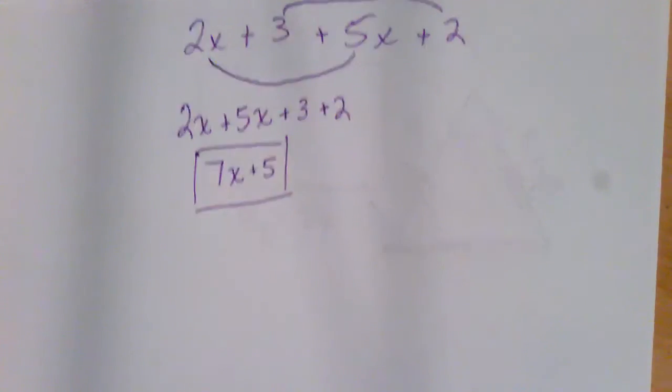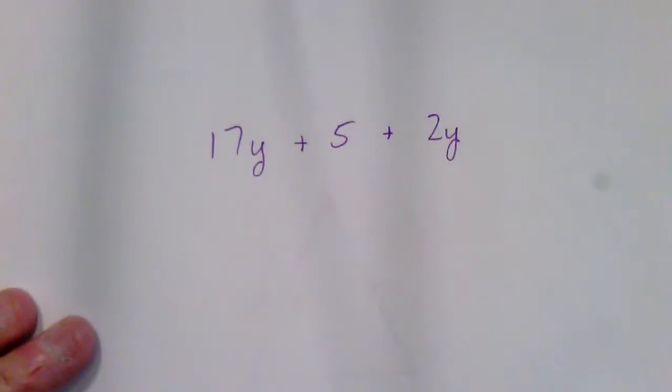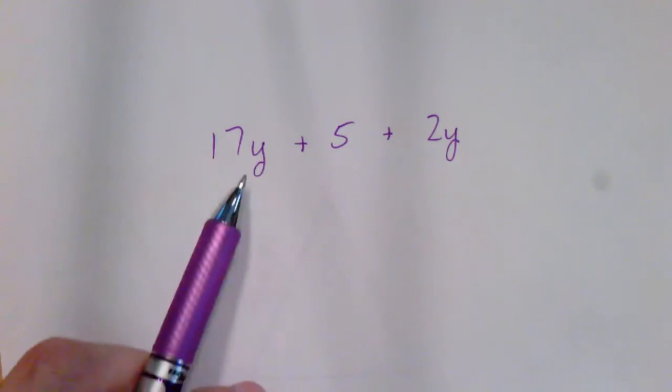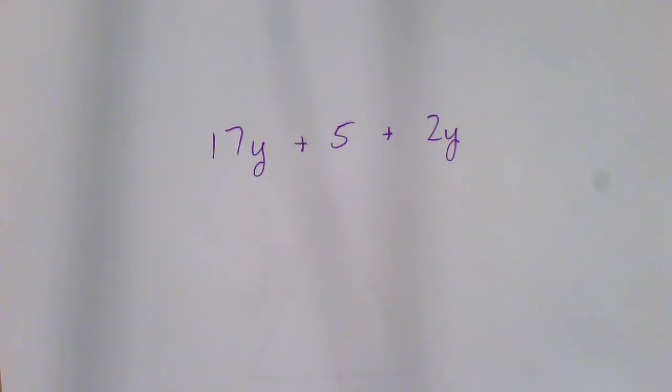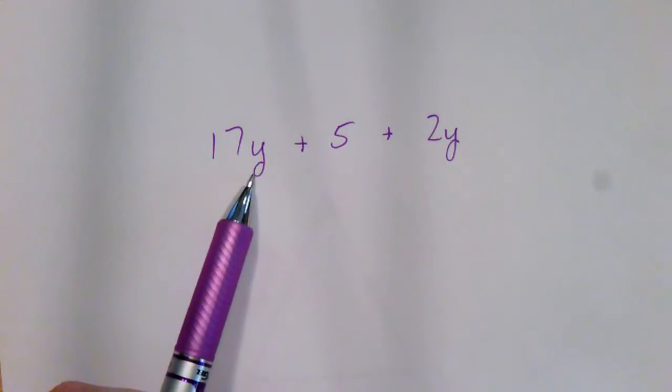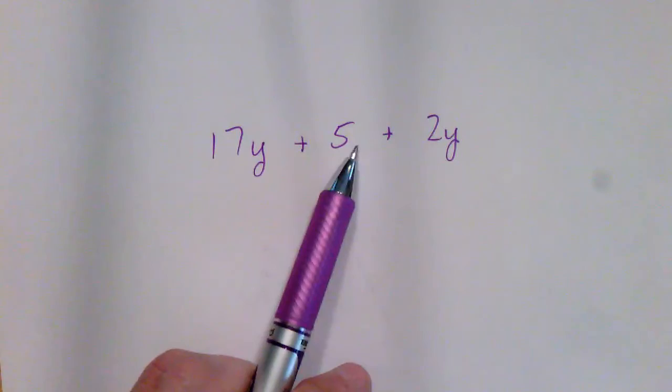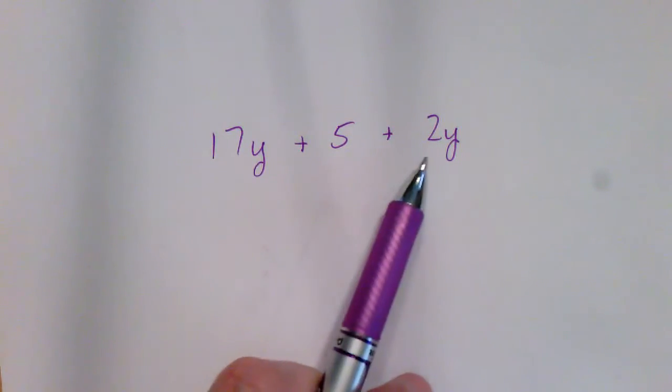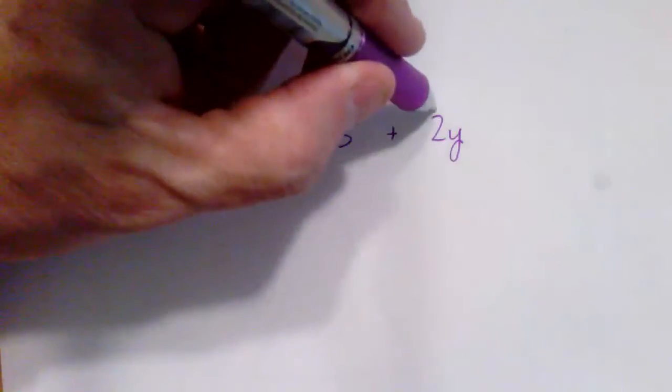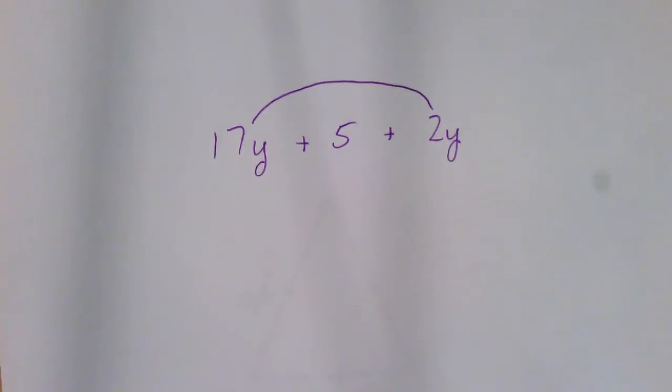Okay? Here's another example. Here we have 17y plus 5 plus 2y. And again, we want to combine like terms. We want to make sure that the terms that we're combining have the same variable and the same exponent. Here we have a 17y. We can't combine that with 5. 5 doesn't have a variable with it. But we can combine it with 2y. So we can combine these two values together.